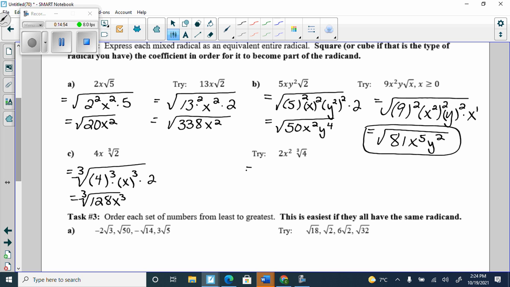And then this one we're going to get cube root. So we're going to get 2 cubed x squared cubed times 4. So I'm going to get 8 times 4, which is 32, x to the 6, and don't forget the index, or you are wrong.